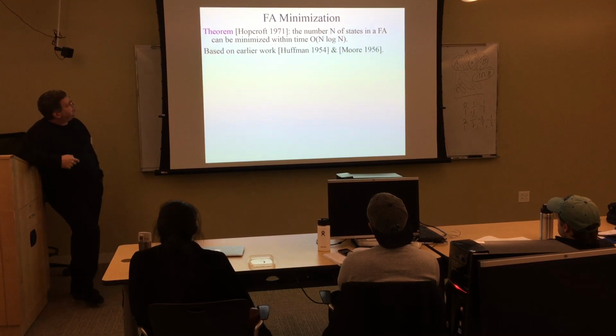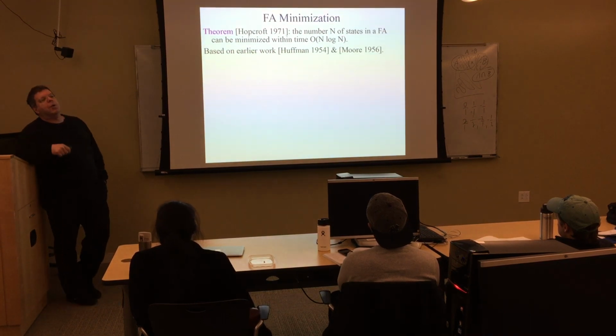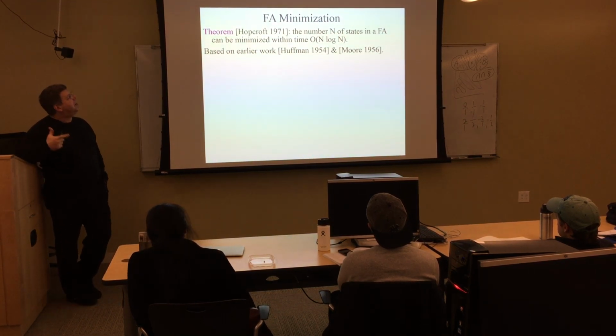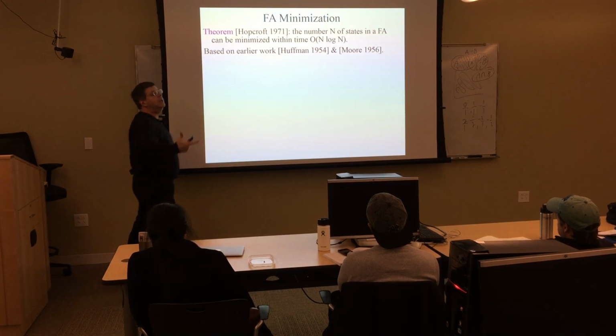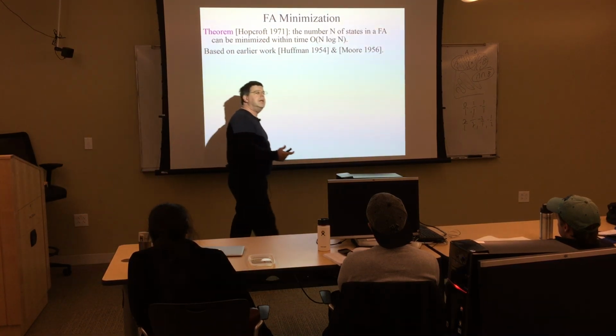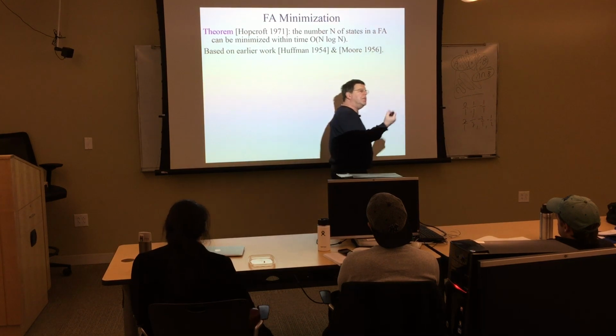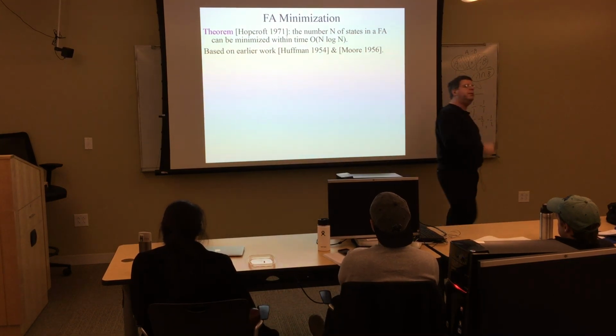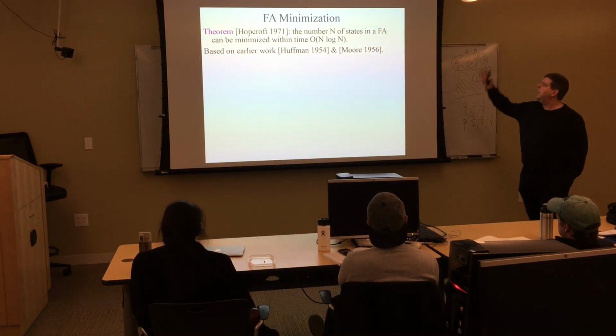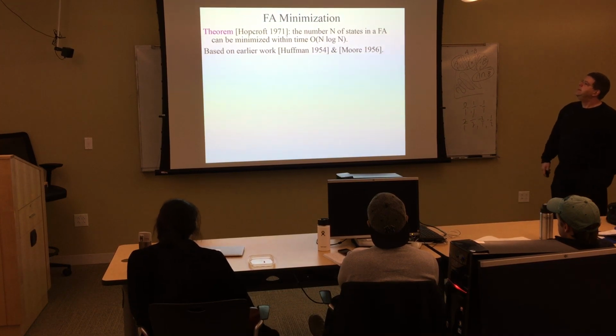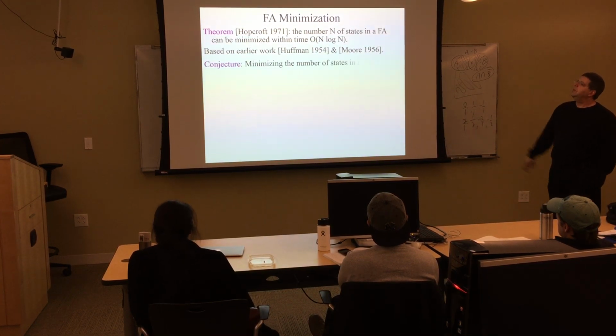And there's an algorithm from the early 70s that can do this in n log n time. Do what in n log n? Minimize a given deterministic finite automata to the smallest possible number of states by identifying equivalent states and merging them together repeatedly, like we did in the previous example. So it's a well-known, half-a-century-old algorithm now, and it's based on work that was done even earlier, in the 50s.